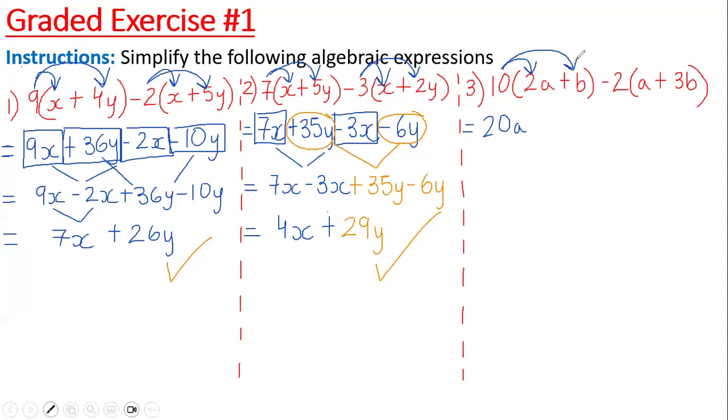Then you think of 10 times b, which is what? 10b, very good. What else? Then you put the negative 2 times a, which is negative 2a. What else? Negative 2 times 3b is what? Negative 6b. Very good.